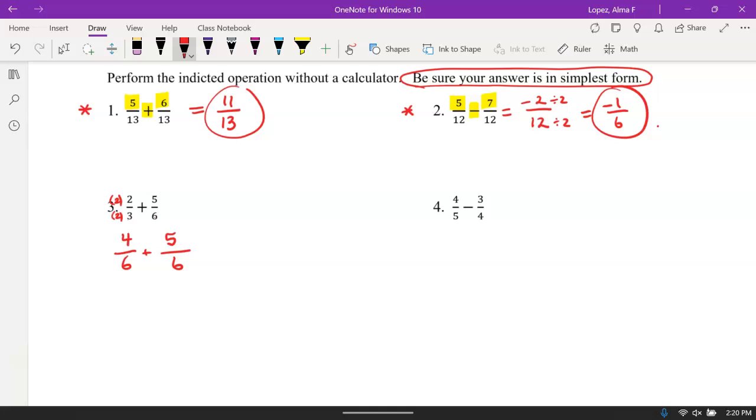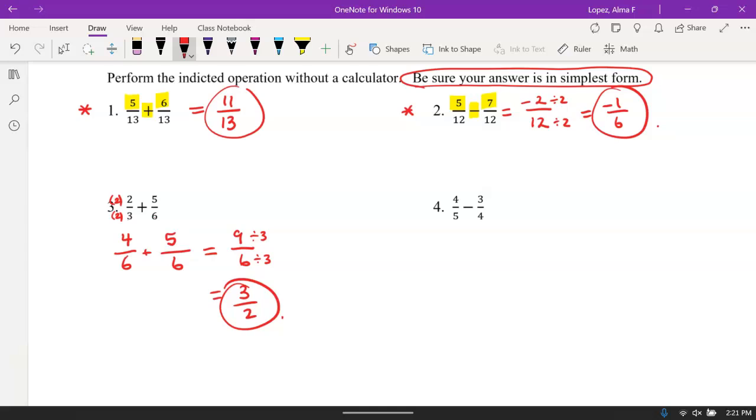Now all I have to do is add straight across. 4 plus 5 is 9, and I keep the denominator. Of course, now that's an improper fraction, but it's also not completely reduced. I notice that they both have a factor of 3 in common on top and bottom. That's going to leave me with 3 over 2 as my final answer.